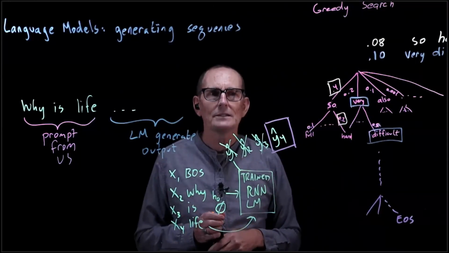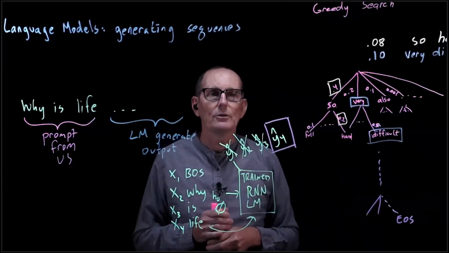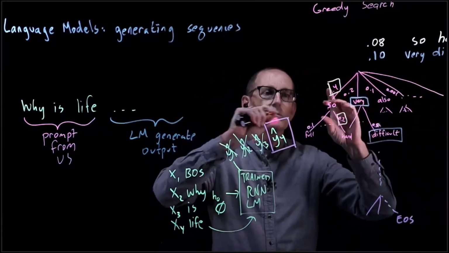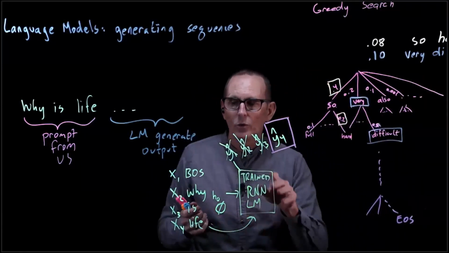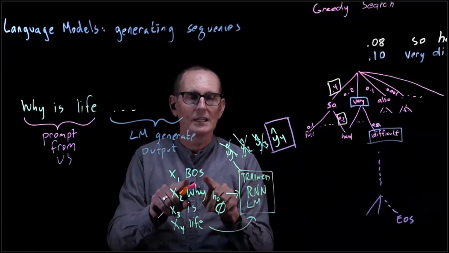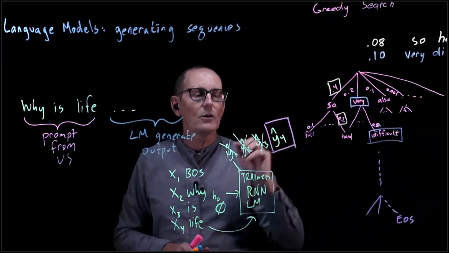Does that problem make sense? What we're going to do? So right now, let's just say we did choose "so". We got this probability distribution, and we decided, forget it, we're going to be greedy. So we're going to choose "so". Now what do we do? We fed these 4 words into the RNN, right? The beginning of stream plus these 3 other words. We fed them in. We got our y hat sub 4.